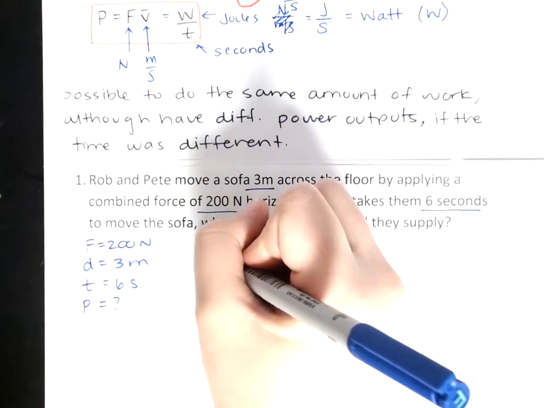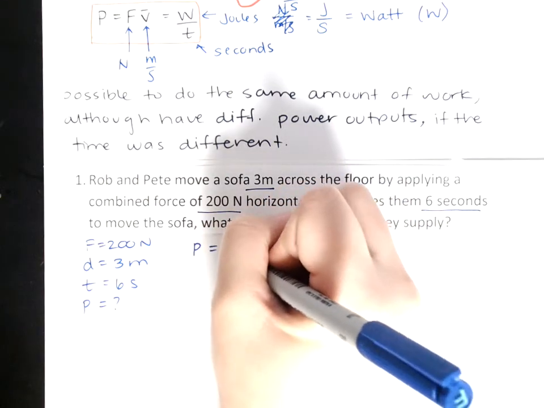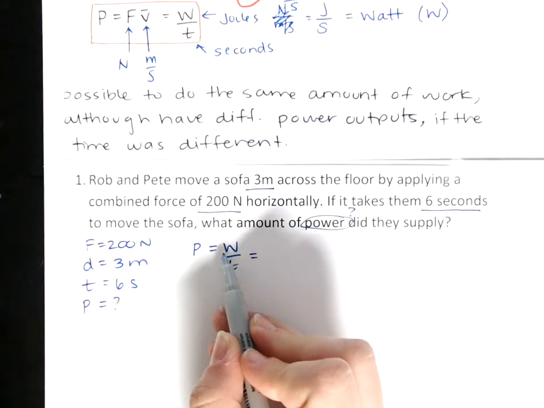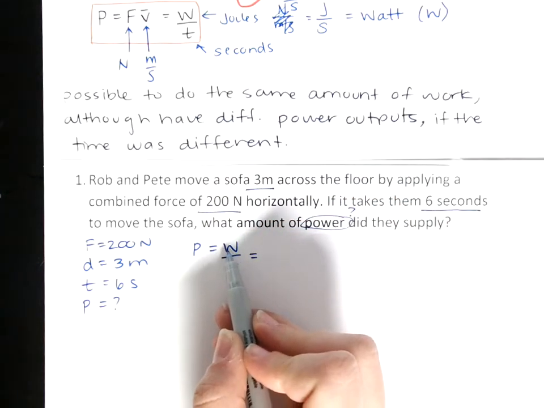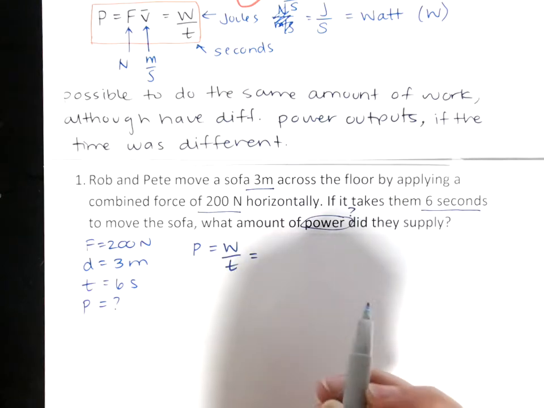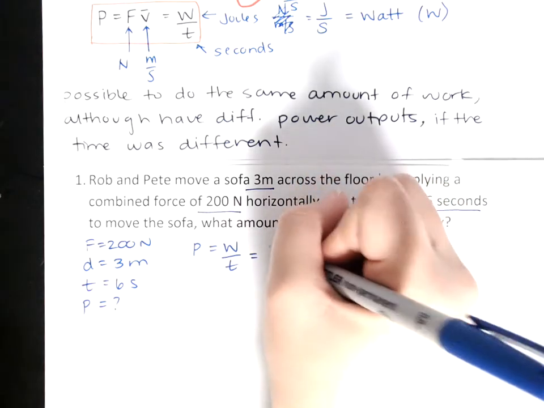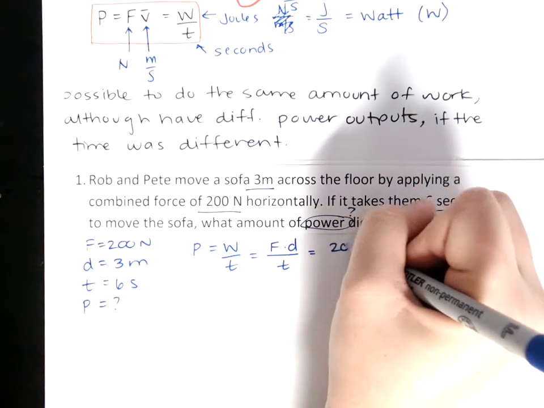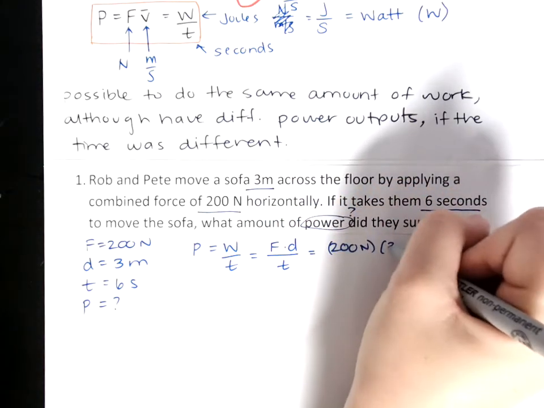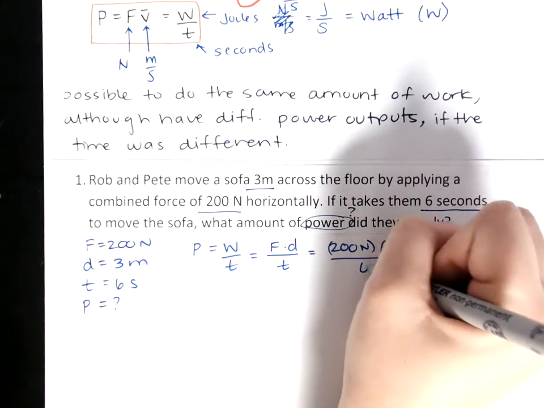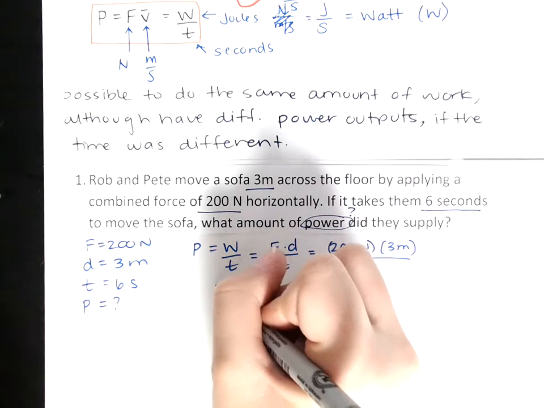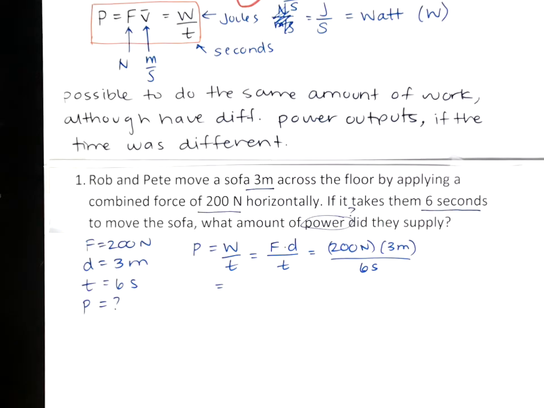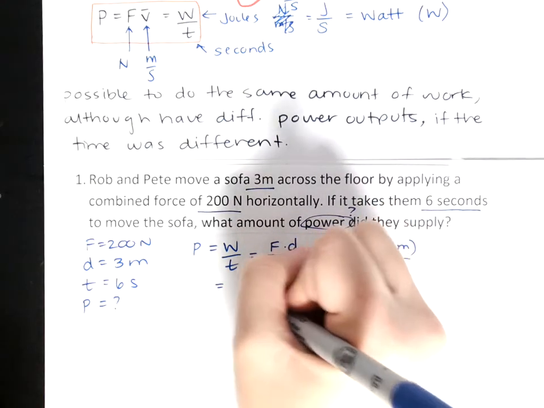So let's go ahead and write our equation. We know that power is equal to work over time, which is equivalent to, we know work is equal to FD cosine theta. In this case, cosine theta is going to equal 1, so we're just going to have FD over T. That gives us 200 newtons times 3 meters divided by 6 seconds. Go ahead and plug that in your calculator, and you should get 100 watts.